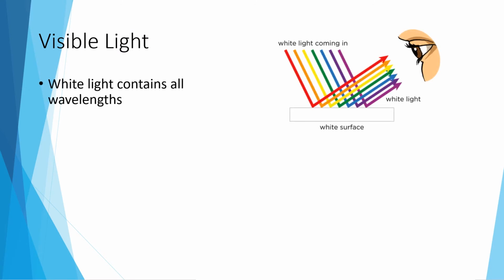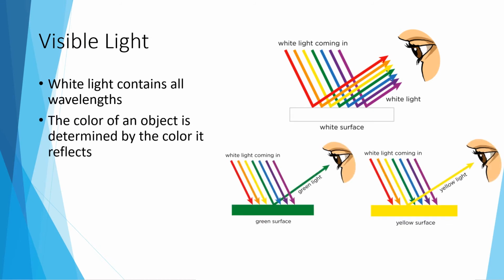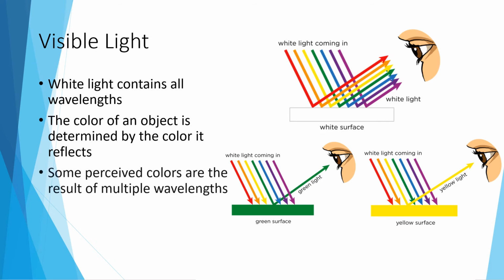When white light hits an object, the object absorbs most of the wavelengths of light, and the color it reflects is the color the object appears. Some colors, such as pink and brown, are not in the visible light spectrum themselves, but are the result of a mix of multiple wavelengths.